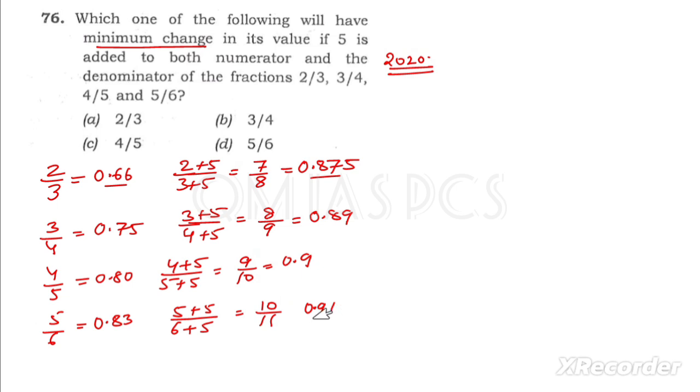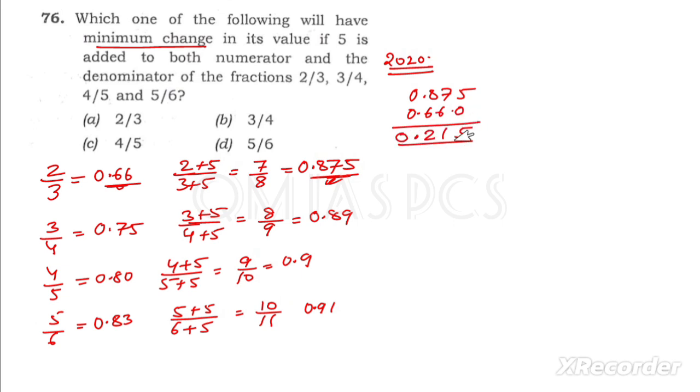Now we have to find the difference. This is a larger value, this is a smaller value, you have to find the difference. Subtraction: 0.875 and this is 0.66, you can write 0 here, no problem. So it will be 5, next one is 1, this is 2.